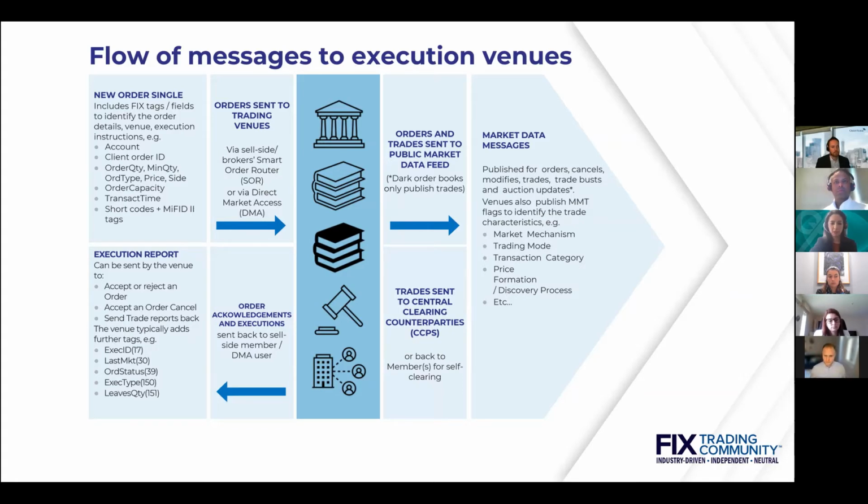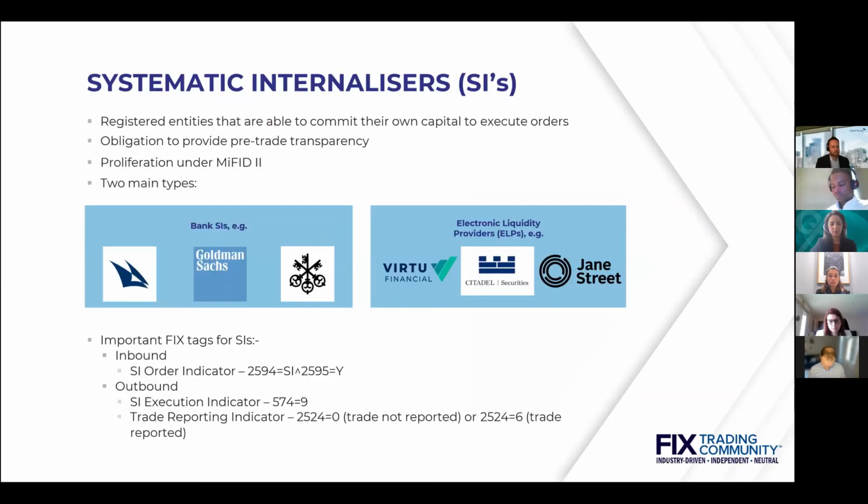Not shown on here, as I mentioned earlier, there are examples such as FIX drop copy feeds, which are an optional feed that members can request from a venue, which would include details of all of that member's own orders or trades. And that would typically be used for risk and compliance purposes. The message flow is slightly different for systematic internalizers, which you'll see on the next slide.